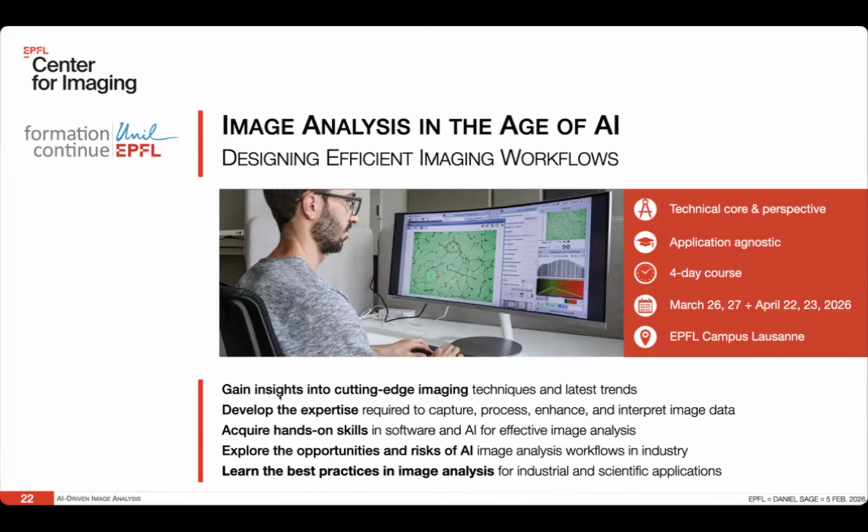So the learning objective is to gain insight into cutting-edge imaging techniques, develop the expertise, but also to practice, to have hands-on skill in software and AI to design very efficient image analysis, explore the opportunity and the risk of AI. It's a bit what I have done, and to learn the best practice in image analysis, how you can start to design an image analysis with AI.